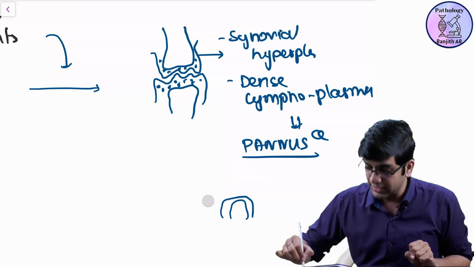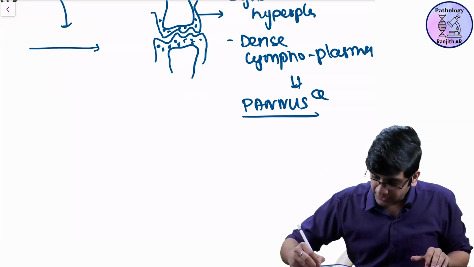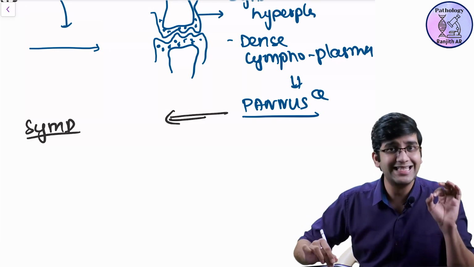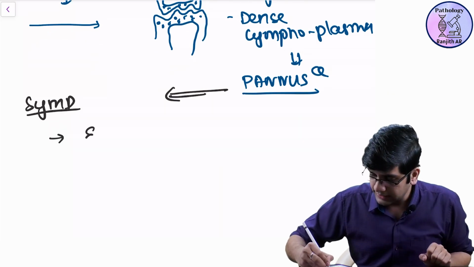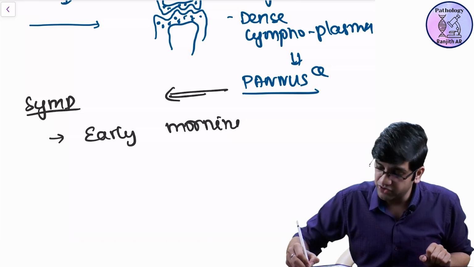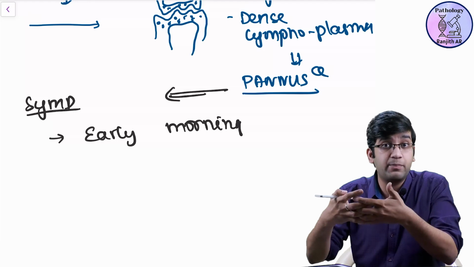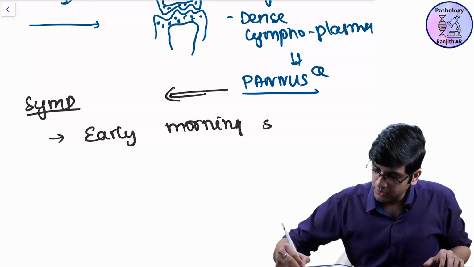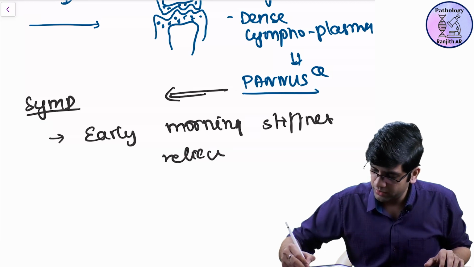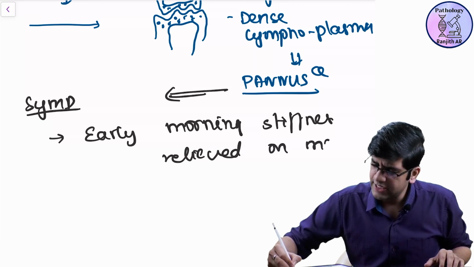I'm just erasing this part. I do it just for diagnosis. This pannus is what gives you symptomatology. Very, very classical symptom of rheumatoid arthritis. And early morning stiffness is because of the pannus, which has Lego-like pieces which merge with each other, and which will be relieved on movement. Very, very classical for rheumatoid arthritis.